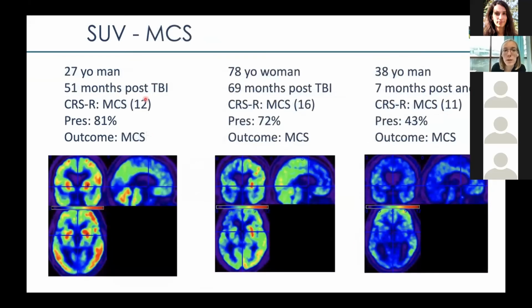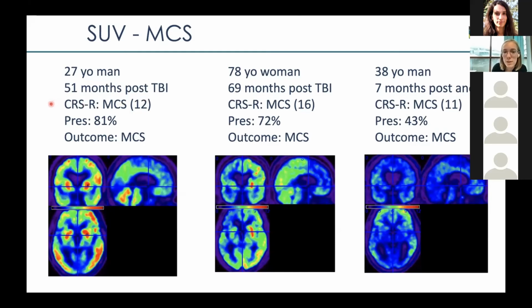Then we can have a look at 3 MCS patients. So these patients, well, 2 of them had a traumatic brain injury. One was an anoxic patient. The patients with an anoxic etiology are more often unresponsive, and the patients with the TBI are more often MCS, but of course you can have some exceptions to that, as you can see here.